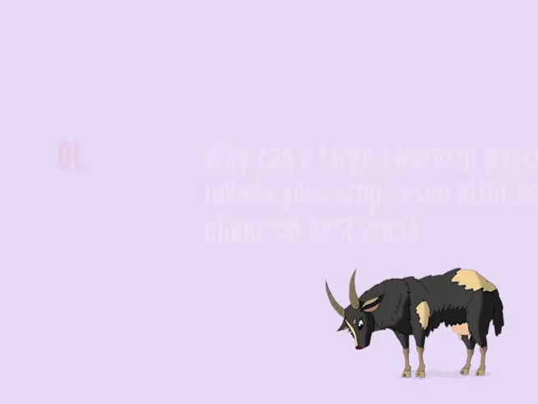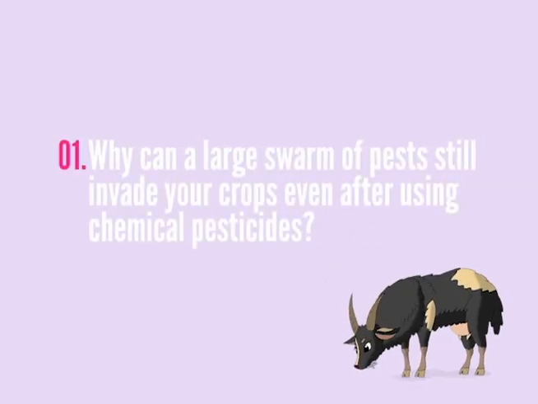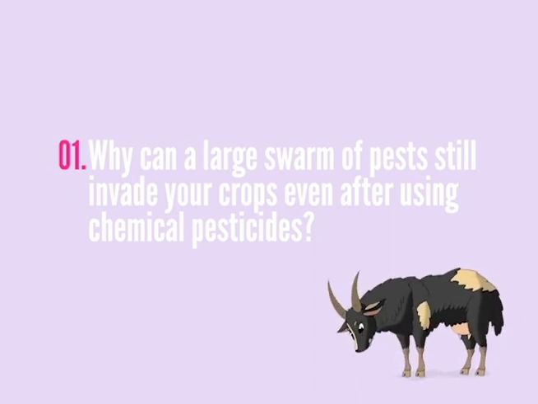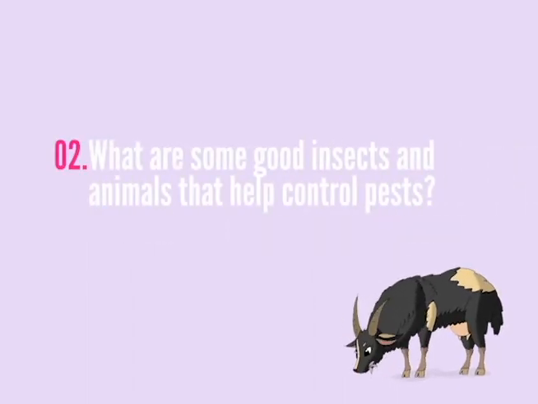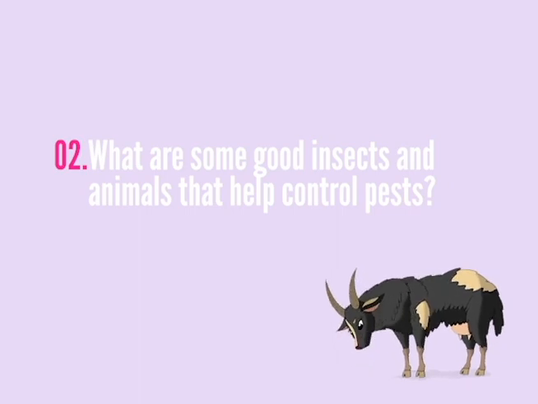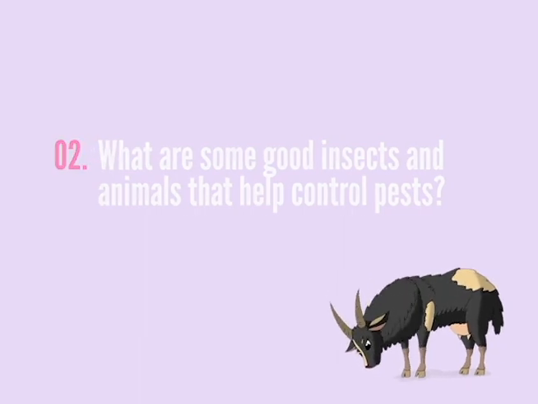to combat them. Let's do a quick checkpoint of the things we have learned so far by answering these questions. Number 1. Why can a large swarm of pests still invade your crops even after using chemical pesticides? Number 2. What are some good insects and animals that help control pests?